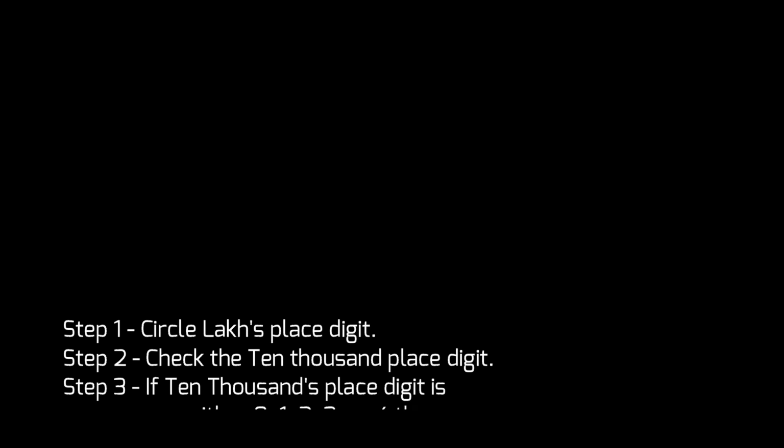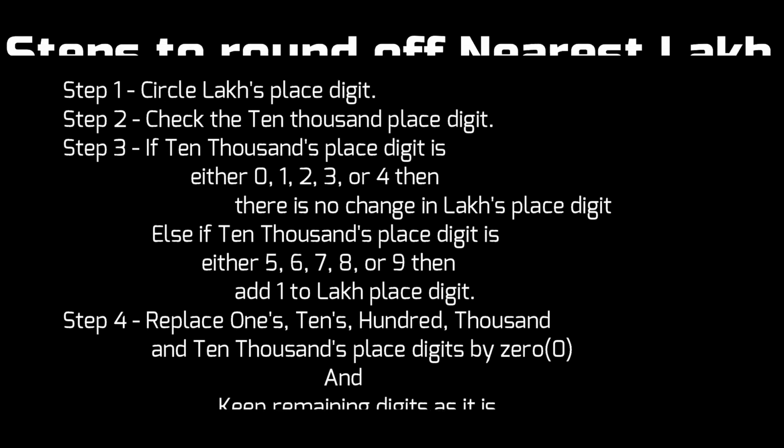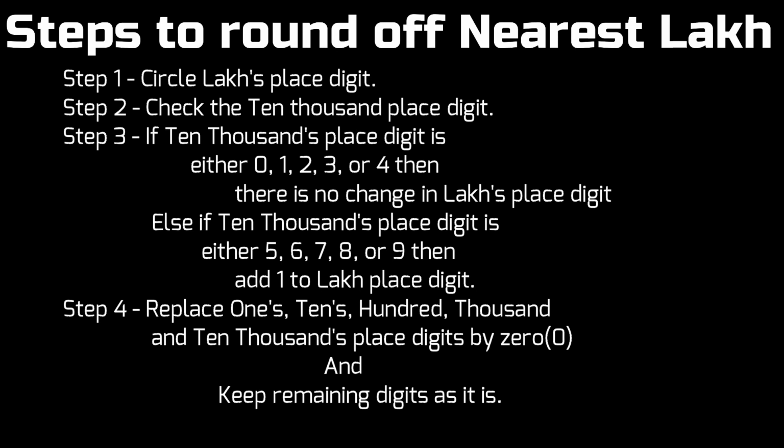Let's round off some numbers. Let's start. Steps to round off to the nearest lakh. Step 1. Circle the lakh place digit. Step 2. Check the 10,000 place digit. Step 3. If the 10,000 place digit is either 0, 1, 2, 3 or 4, then there is no change in the lakh place digit. Else if the 10,000 place digit is either 5, 6, 7, 8 or 9, then we need to add 1 to the lakh place digit. Step 4. Replace the ones, tens, hundred, thousand and 10,000 digits by 0 and keep the remaining digits as they are.